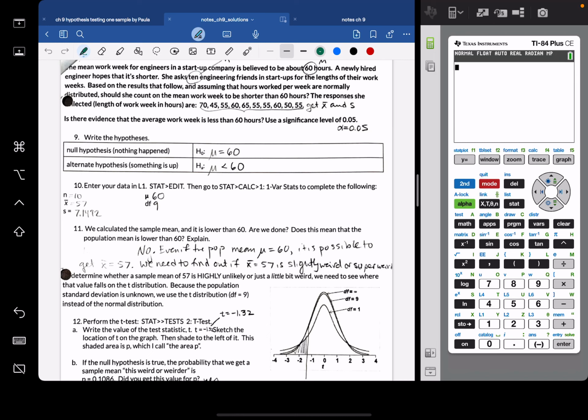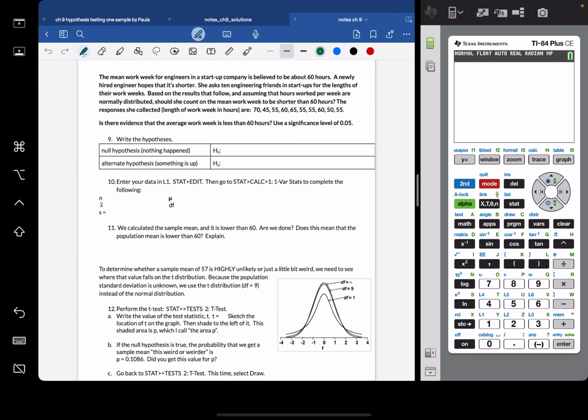This is page 2 of the Chapter 9 notes, and I'll look at the non-answer key version first. Let's see how this is a hypothesis test as well.